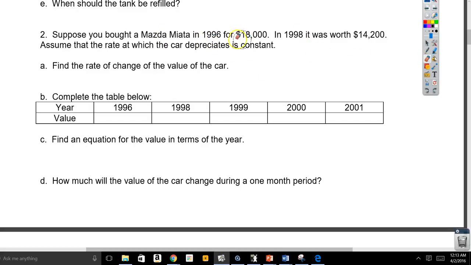So 1996 for $18,000. So this would be $18,000. And in 1998, it was worth $14,200. So from here to here, we added 2 years. And from here to here, we subtracted, or it was a negative, $3,800.